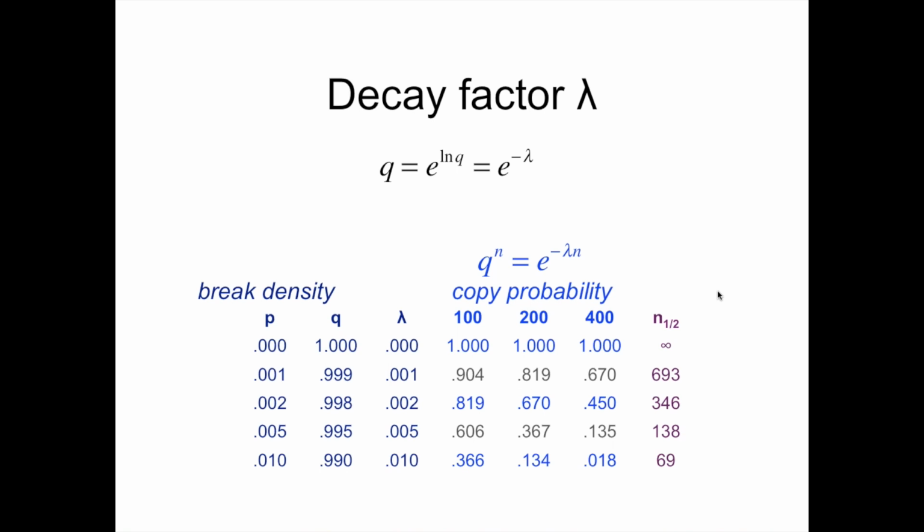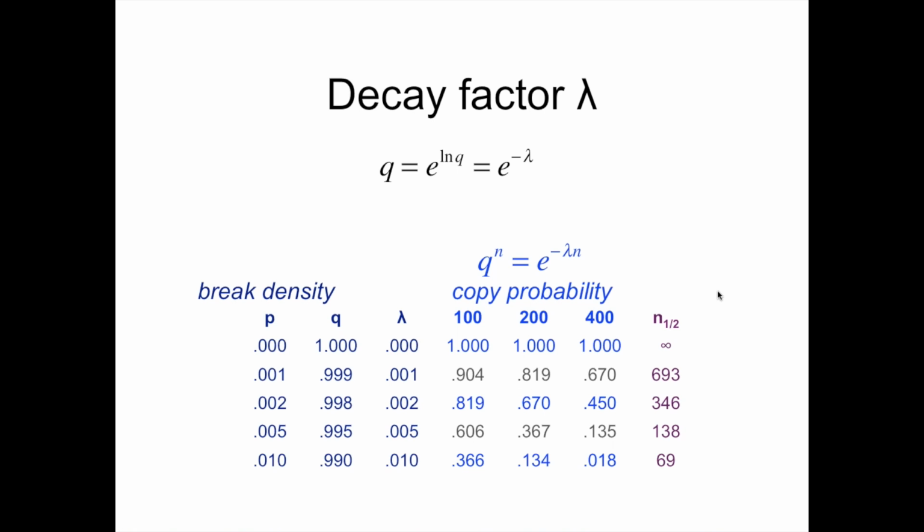In the first row, when P, the break density, is 0, then Q is 0, and lambda becomes 0 when you plug that into the exponential. And we see that the copying probability, at least with regard to degradation, is 1 whether the number of letters in the DNA is 100, 200, or 400. And the half length, that is the length of DNA at which half of the signal is gone, in this case is infinite. In other words, when there are no breaks, then you get the full copy.